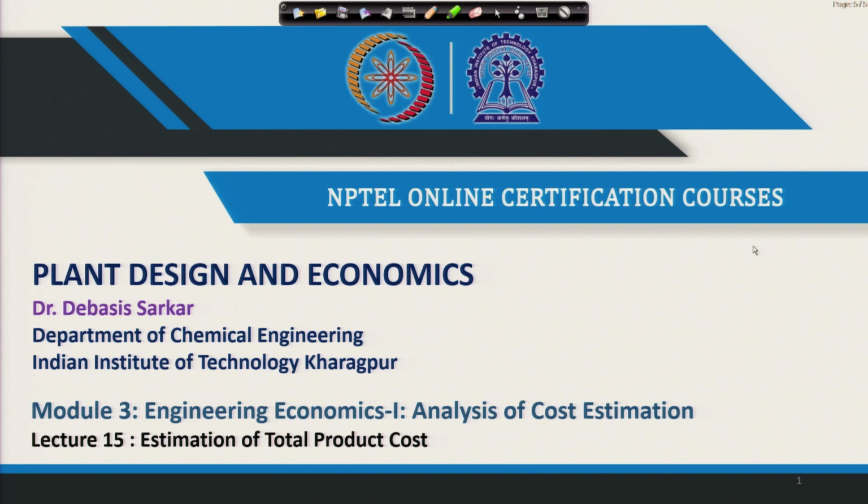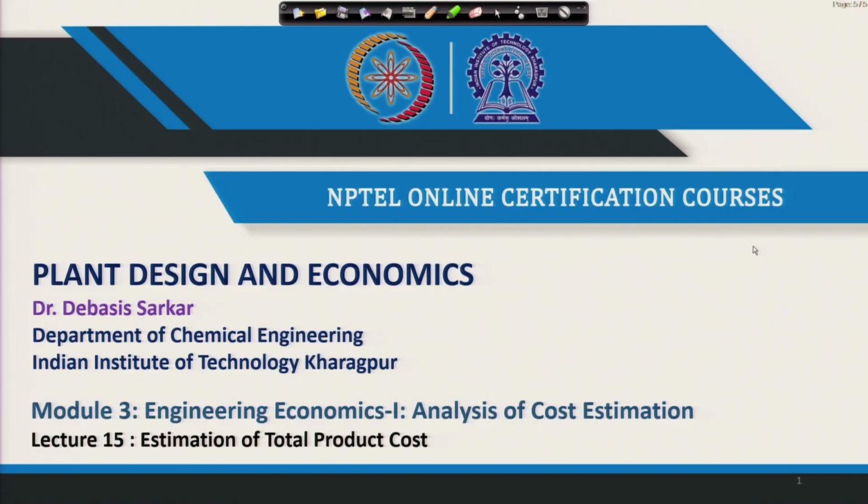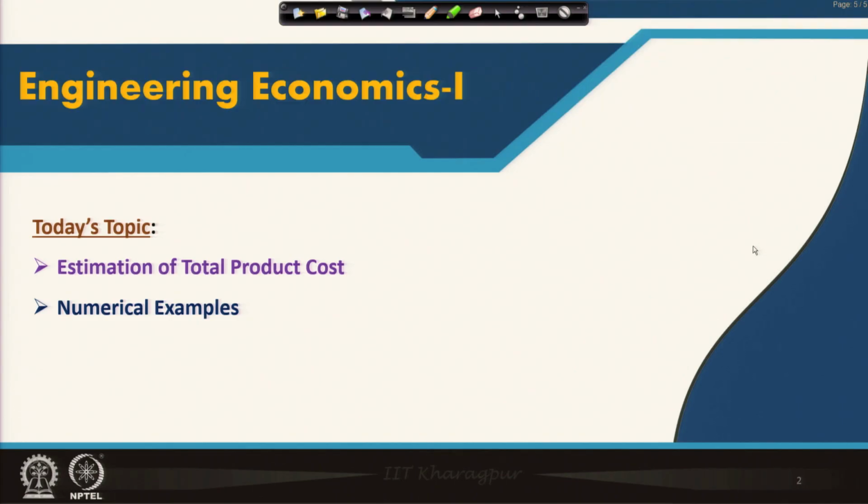As of now, in this week, we have talked about capital investment. We have talked about fixed capital investment. We have talked about working capitals. Now, in today's lecture, we will learn how to estimate cost of product. So, total product cost estimation is today's topic. Estimation of total product cost, and then we will take numerical examples. In fact, today we will take several numerical examples to understand the concepts.